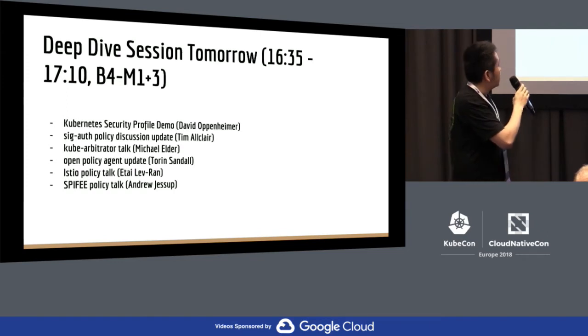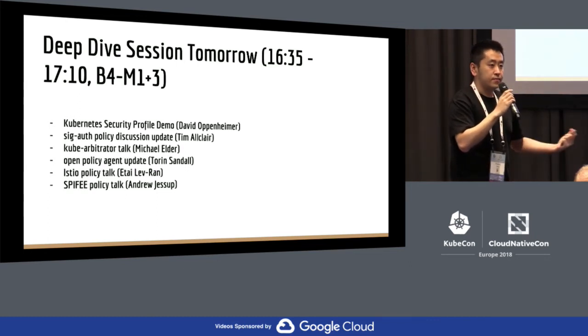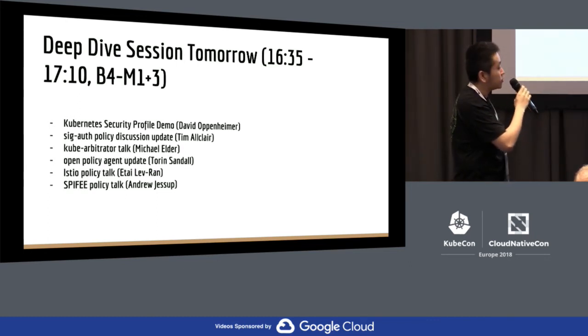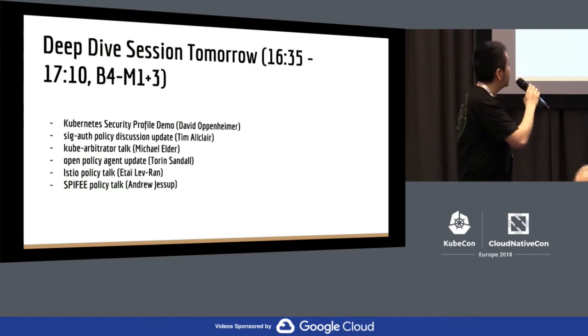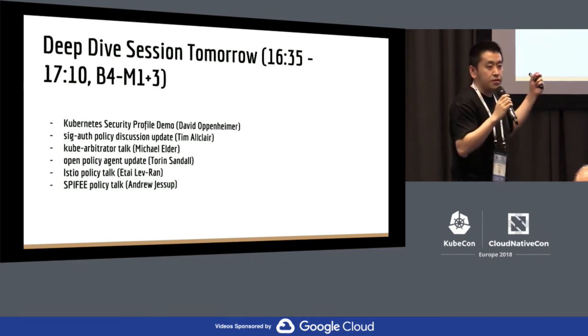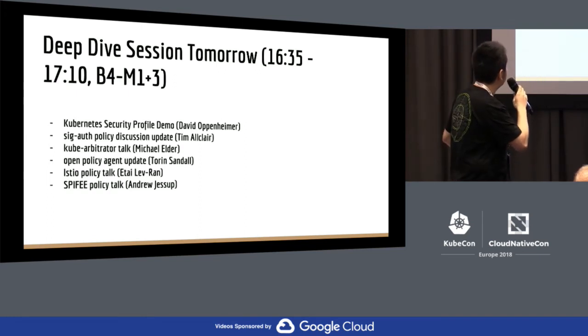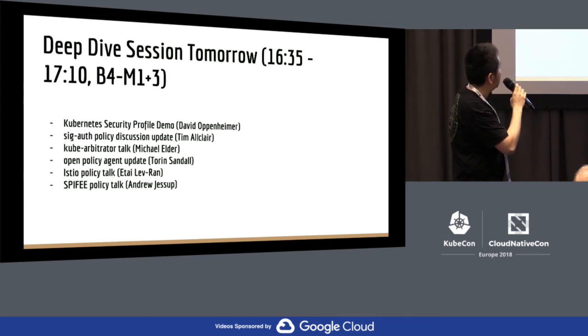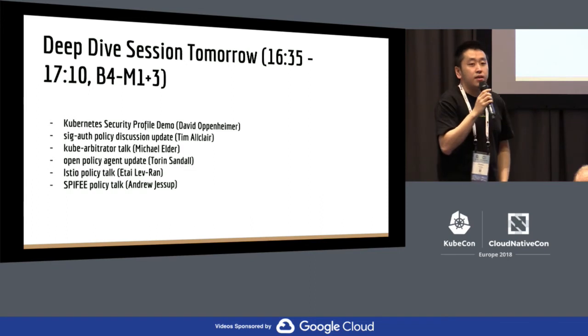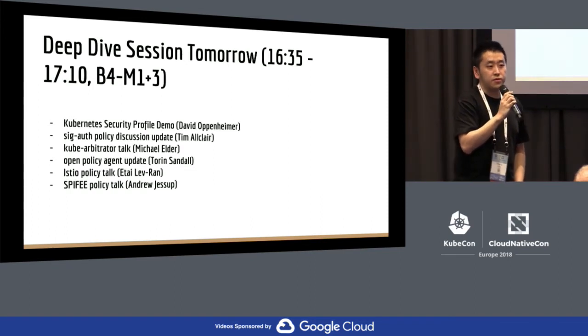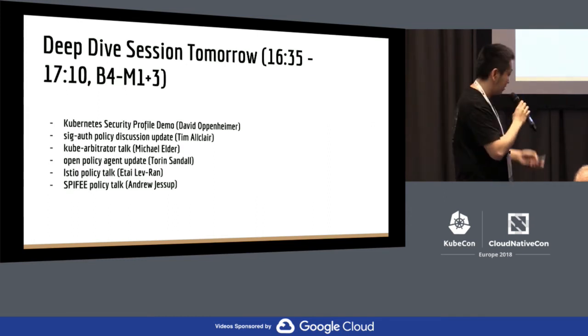later, we'll have the deep dive session, for which I invited 6 experts to come over and do lightning talks. It's 5-minute lightning talks, but all technical, interesting policy implementations. So you have OPA, Istio, SPIFFE, Kube Arbitrator, and also SIG Auth and a Kubernetes security profile demo. So please come over tomorrow. More interesting and amazing things will happen tomorrow. Okay.